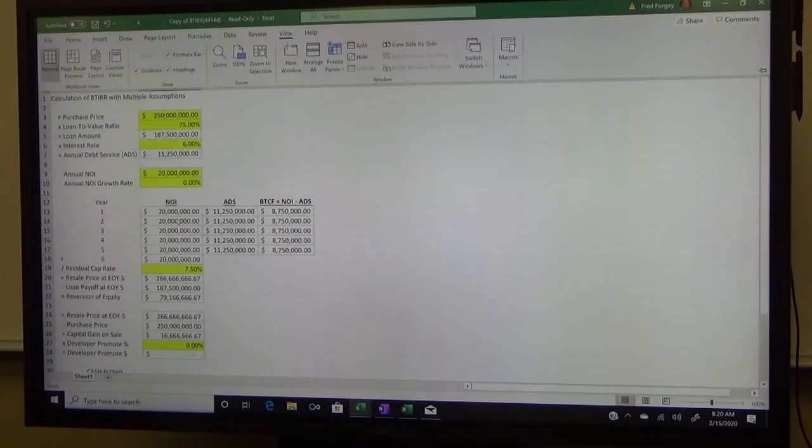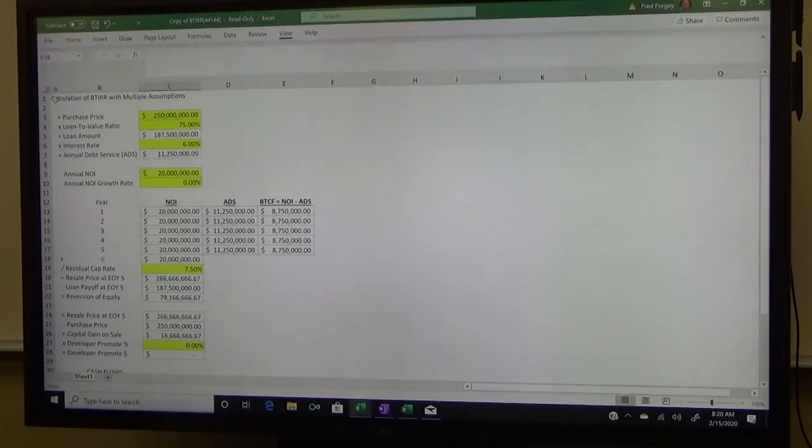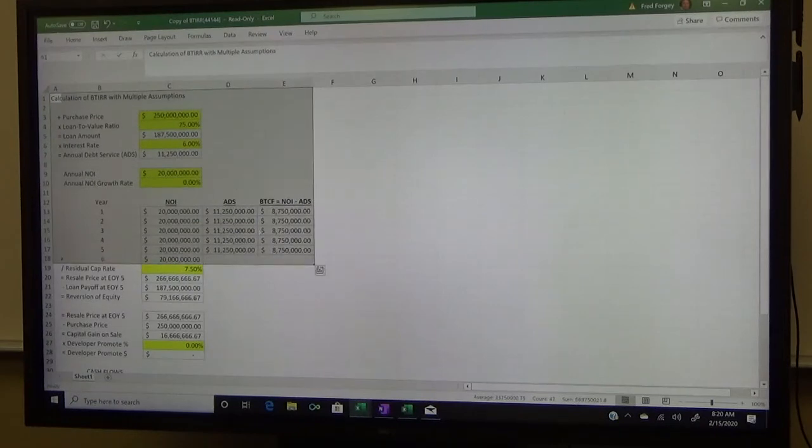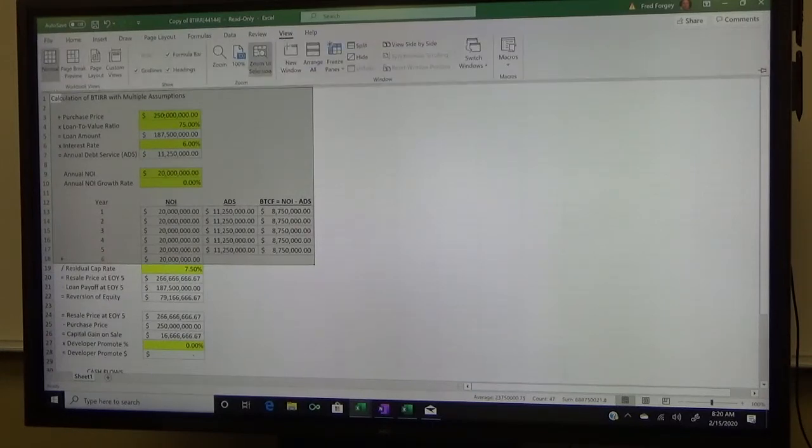Just a quick question. For this, just conceptually, why are we using just the reversion of the equity rather than the overall sales price? Because we're wanting to just capture what is our return on equity.